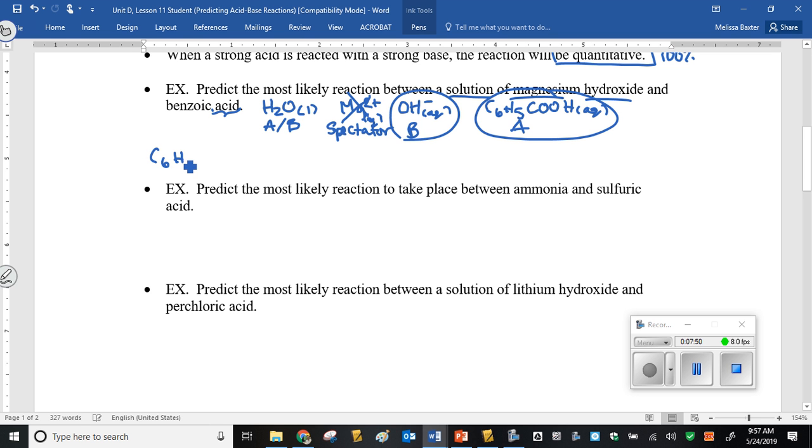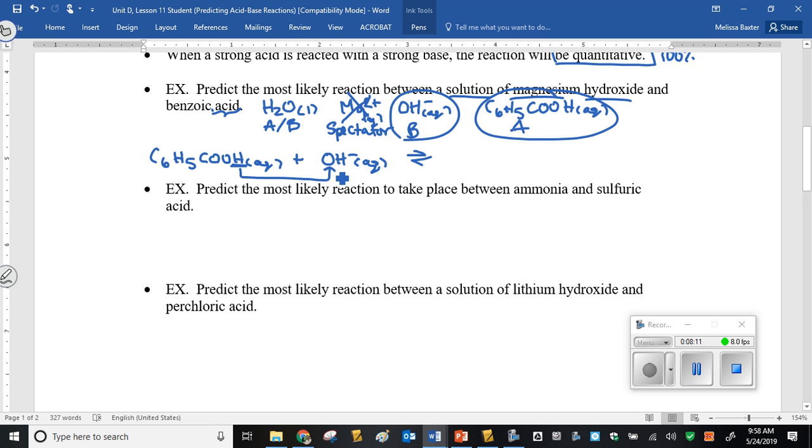So when I write out my reaction, it doesn't matter that I wrote the acid first and the base second. So you could inverse those. What is important is that I recognize what's going to happen. My acid is going to donate a proton to my base.